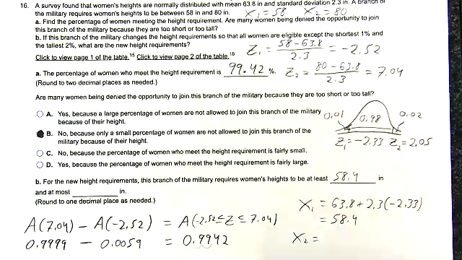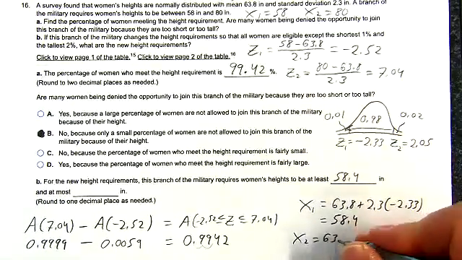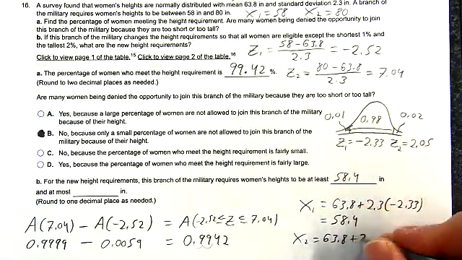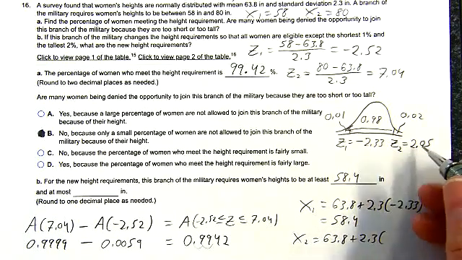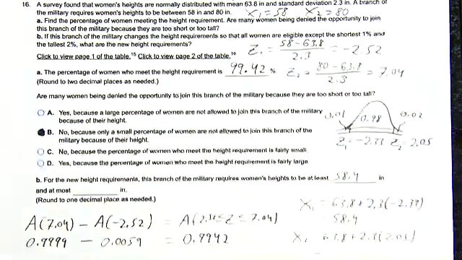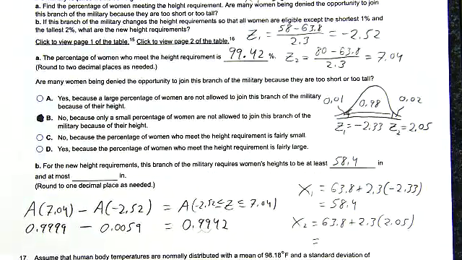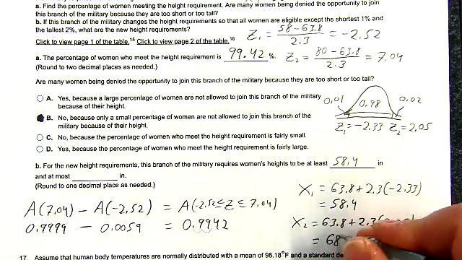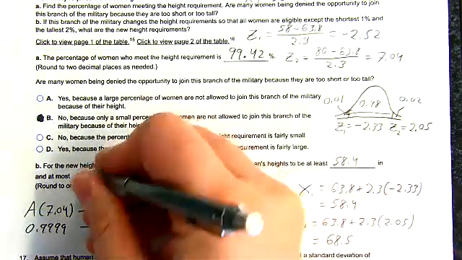For the tall side, x2, it would be 63.8 again, plus 2.3 again, times the z2 value of 2.05. And if you do that arithmetic, you should get, for the tall side, you have to be no taller than 68.5 inches.